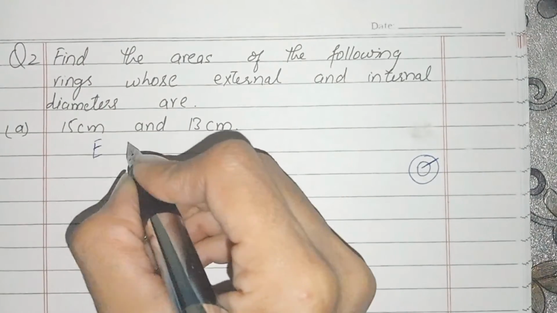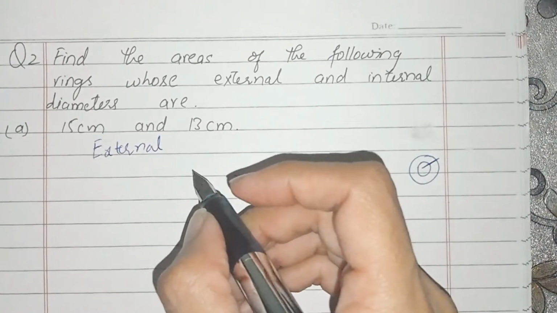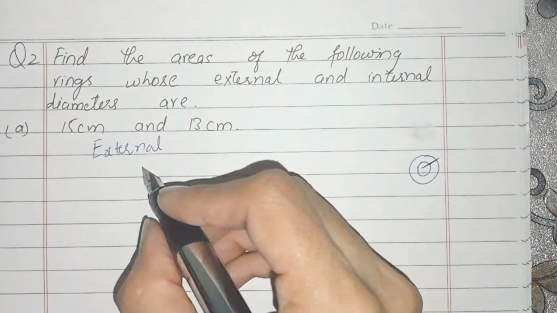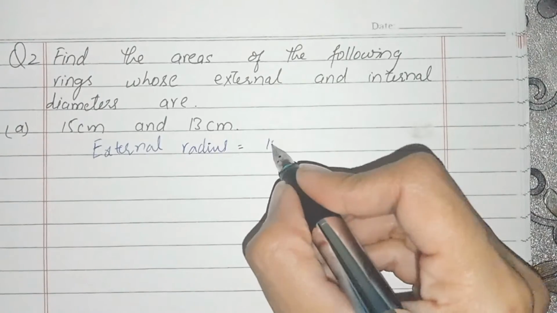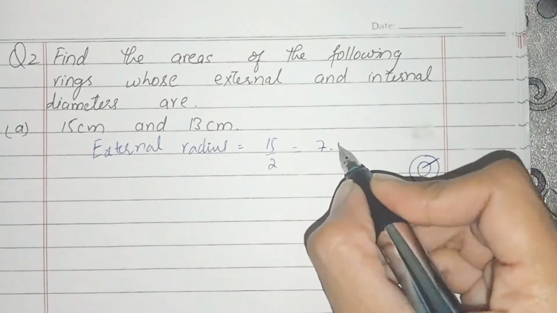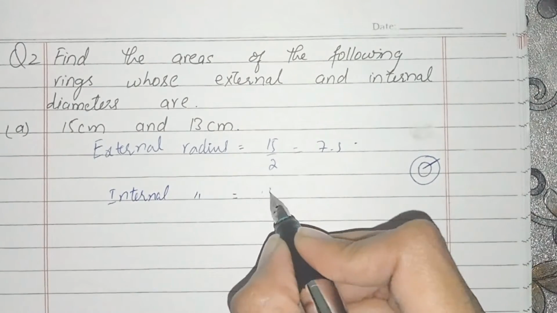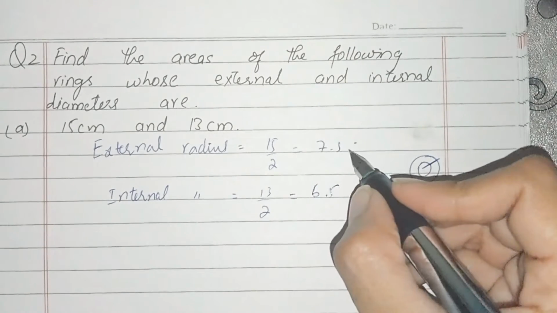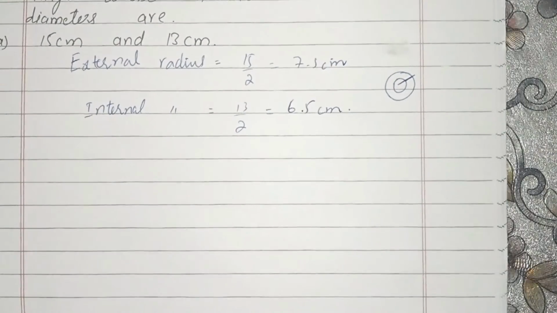The external diameter is given to us. First we have to find the radius, because in the area formula we have to put the value of radius. External radius: 15 divided by 2, and we get 7.5. Internal radius: 13 divided by 2, and we get 6.5. Centimeter and centimeter, you must put the units.